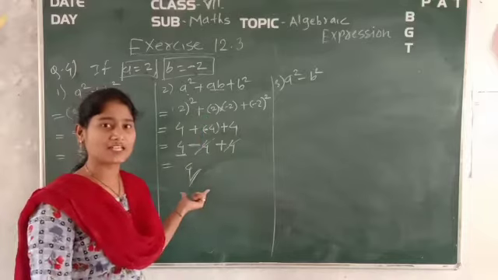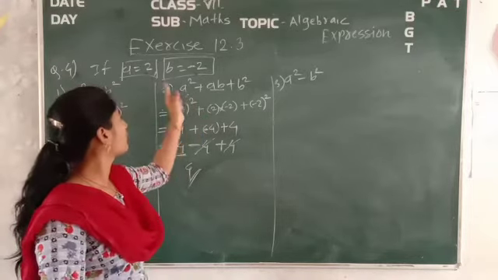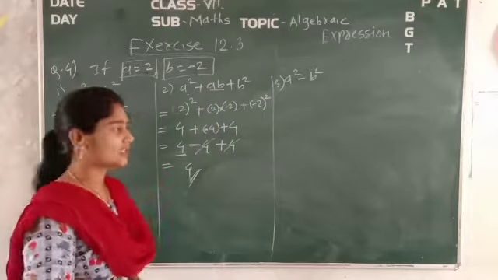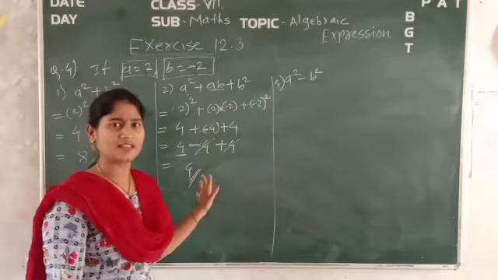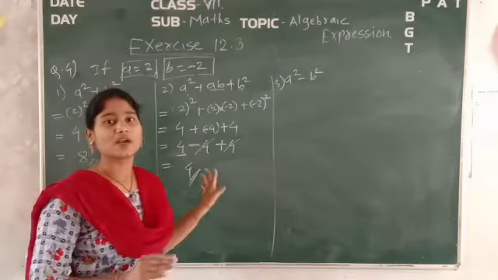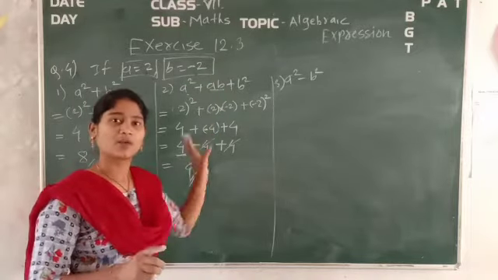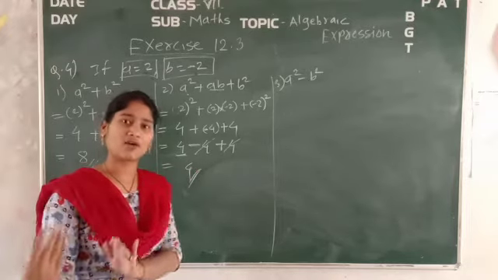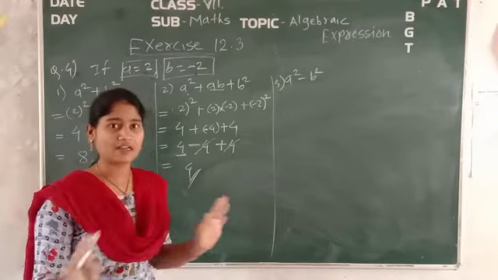So what is the value of this expression? Plus 4 only if we put a is equal to 2 and b is equal to minus 2. Clear? It means in that way only, same thing is there. Every question in this exercise is the same. Only what you have been asked is putting the value of the variable, solving the expressions and finding out the constant value of the given expression.